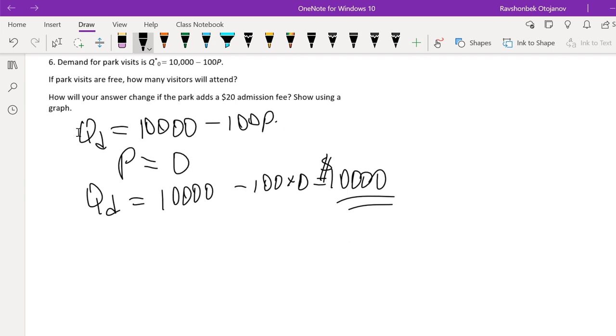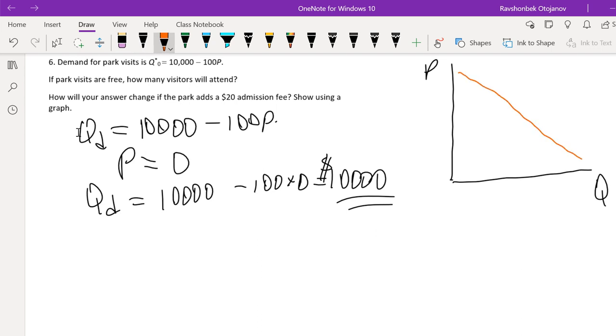What if there is an admission fee? It's not free. Basically, you pay to go there and enjoy. Now, it says show using a graph. So let's show using a graph. This is quantity, this is the price, and demand looks something like this. Let's assume, as I'm sketching this, the admission fee is fixed at 20, so this will be a horizontal straight line here. This is the $20 price line, and the equilibrium number of visits will be where the demand line crosses the $20 price line. So this is the equilibrium quantity.